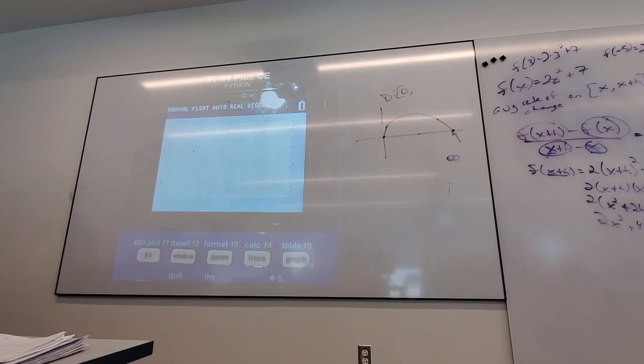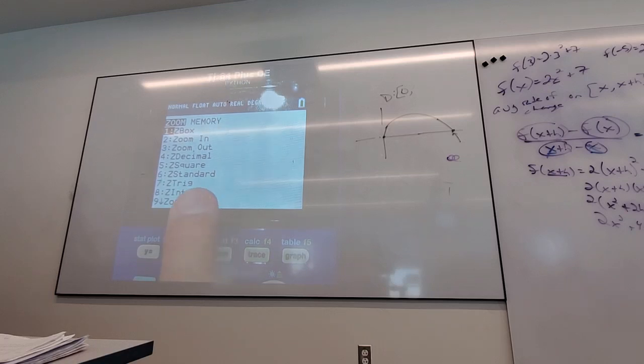Remember that? Does anyone remember? I hit zoom 6, zoom standard, to get back to a -10 to 10, -10 to 10 window. So I could just hit the number 6. I hit zoom and then the number 6, and we should all have this. Isn't that funkadelic? You guys know what I got.